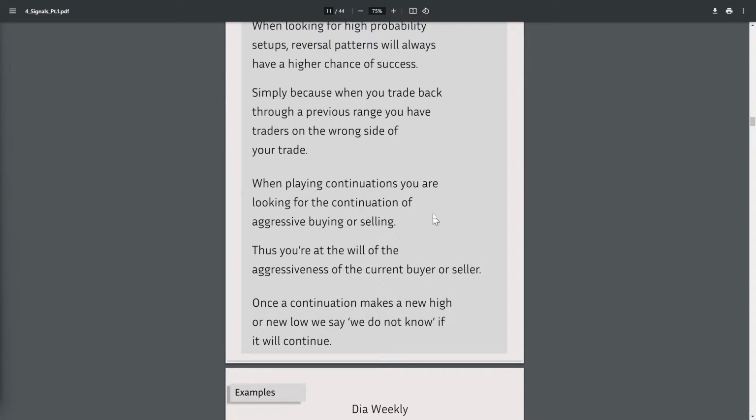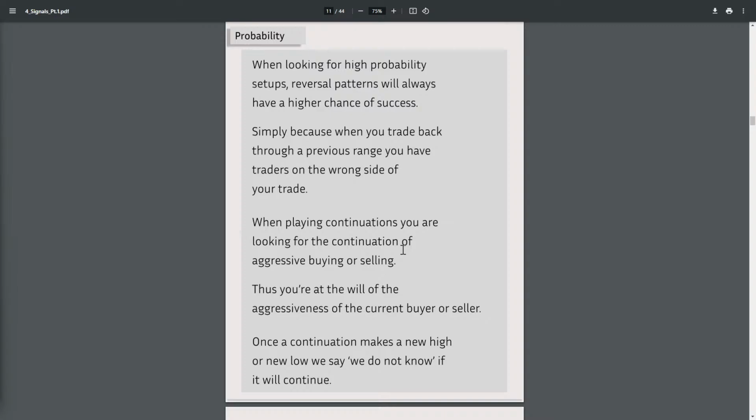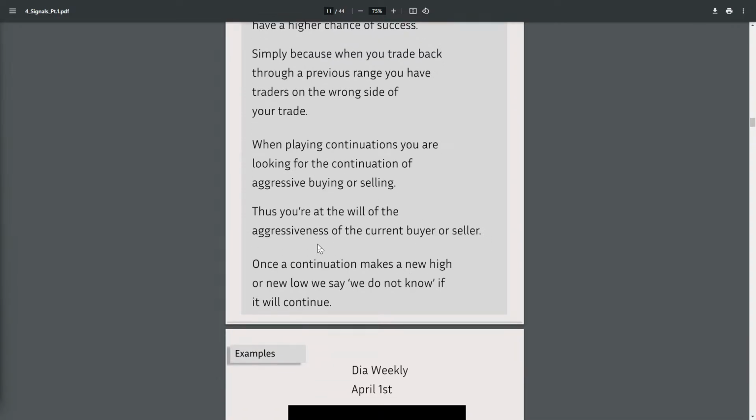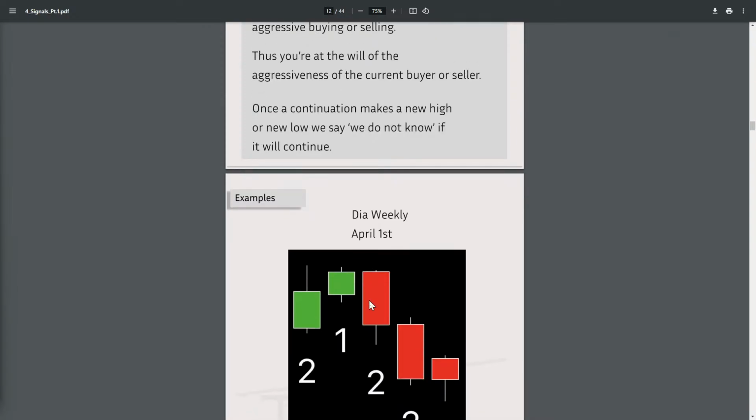When playing continuations, you are looking for the continuation of the aggressive buying or selling. So therefore, we're on the right side of the move, the big money. We're playing with the trend. So you're at the will of the aggressiveness of the current buyer or seller. Once a continuation makes a new high or a new low, we say we don't know if it will continue because that puts us at exhaustion risk, which we will get into later.